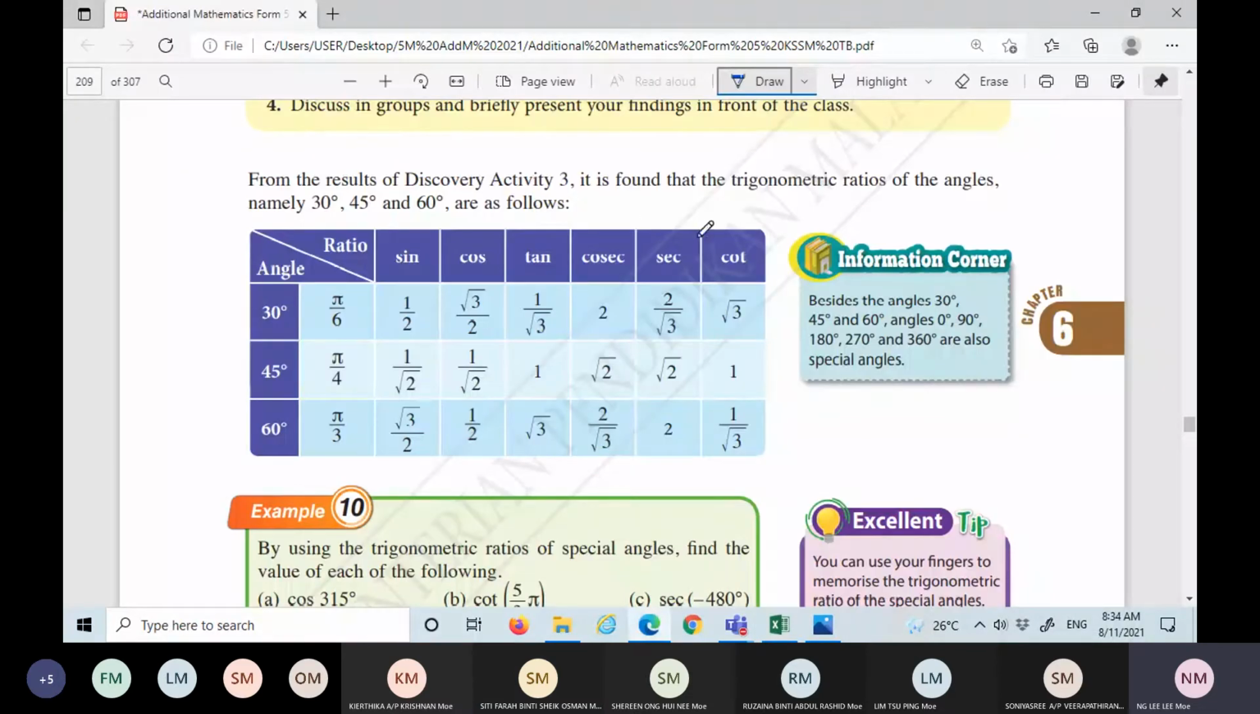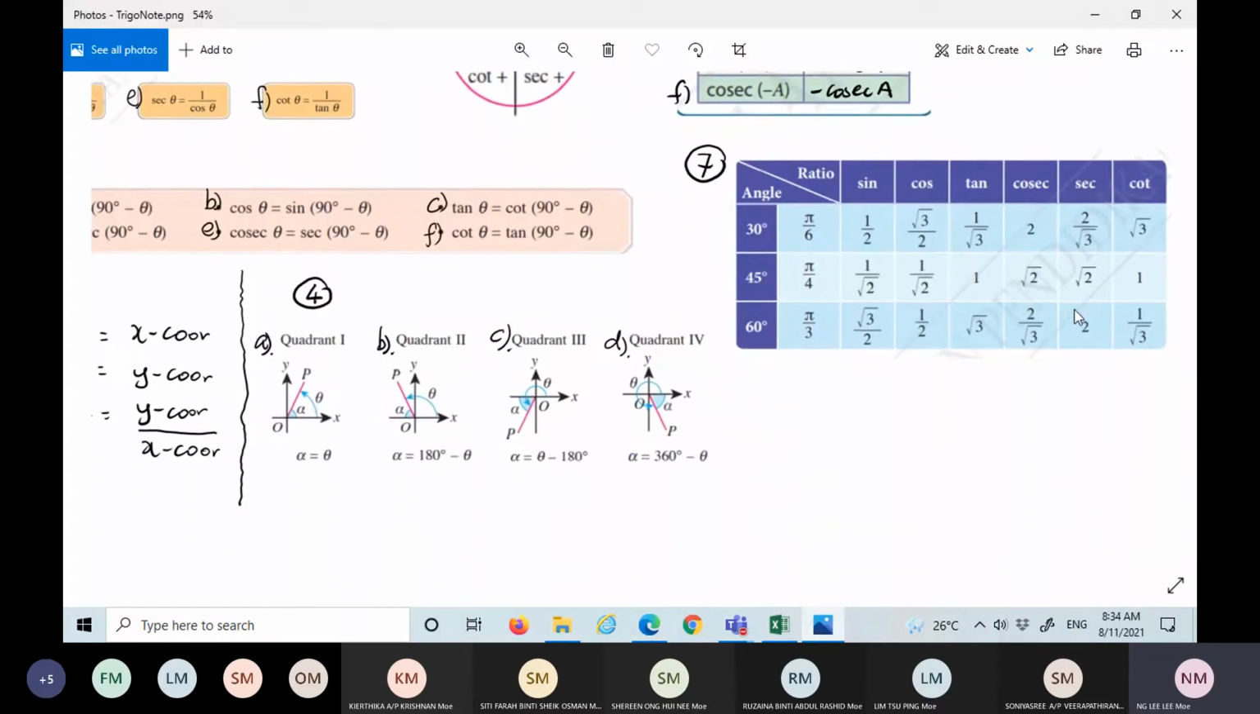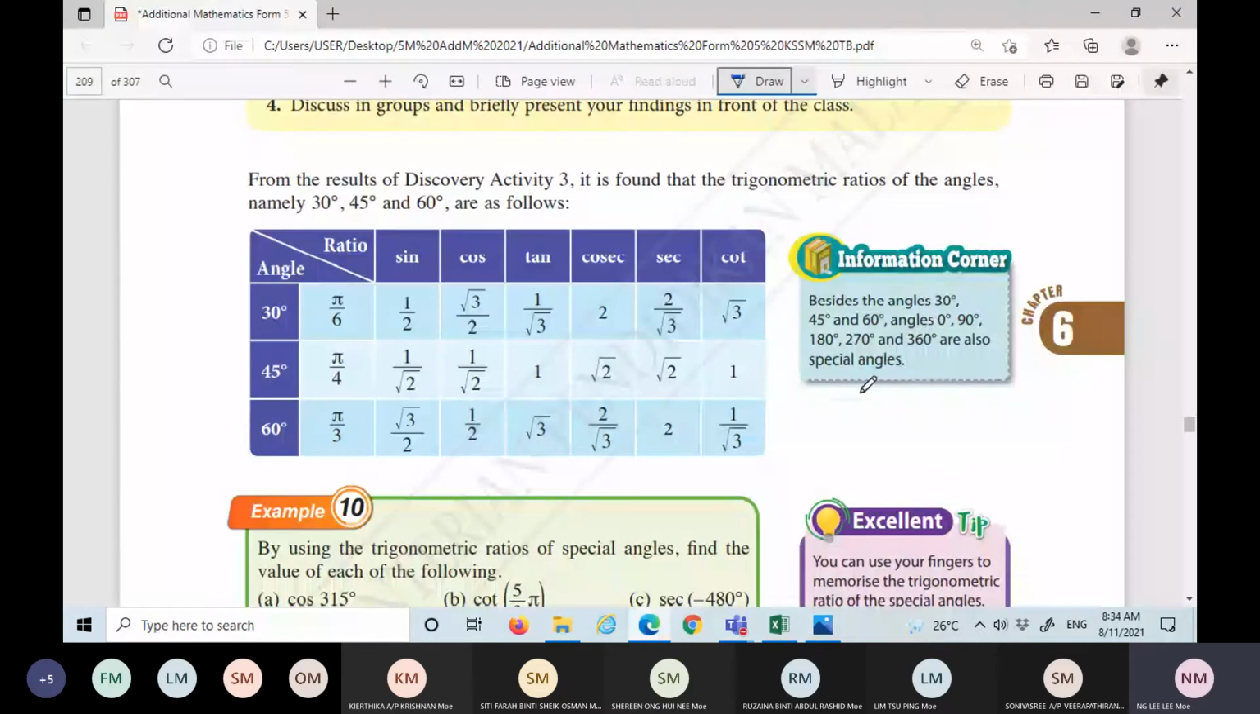So this is the end result. Come back to my notes. Just now the number 6 is this. Then number 7, which is the last one, is this, the special angles. I don't want you to memorize these special angles, because although you cannot use a calculator in the exam, you can still use a calculator to check. You just have to roughly know what the special angles involve.